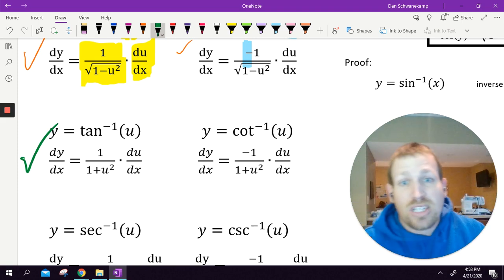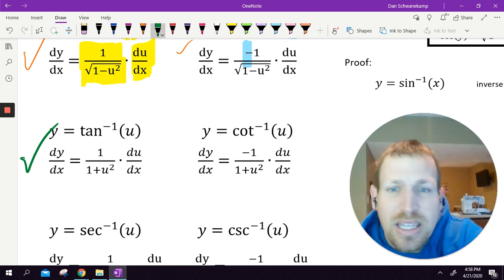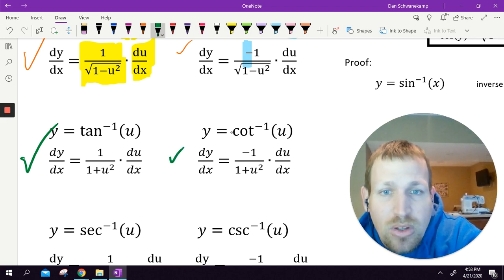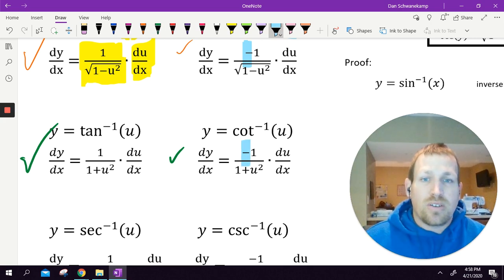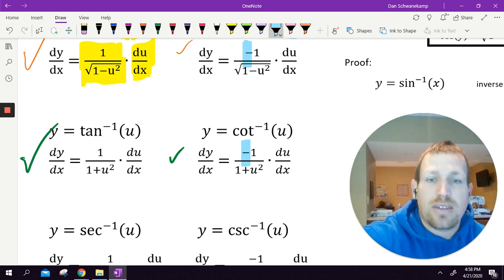If you know inverse tangent, inverse cotangent is probably not on the AP exam. If it were, it's the same. The only difference is there's a negative sign in front. That's it: 1 over 1 plus the baby squared times the derivative of the baby. Same as inverse tangent, just with a negative sign.